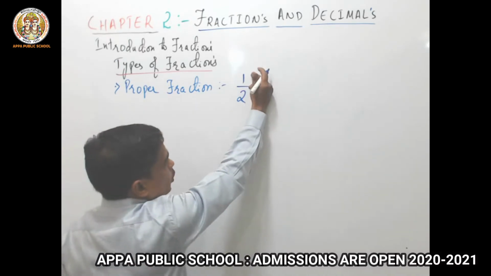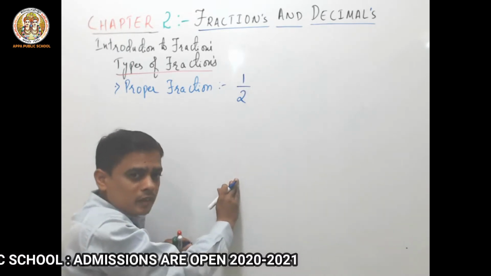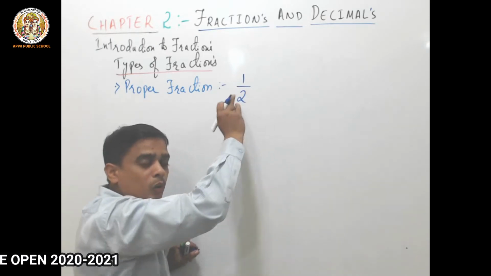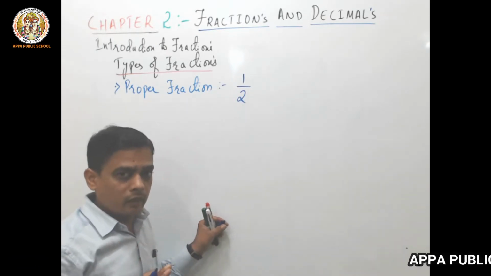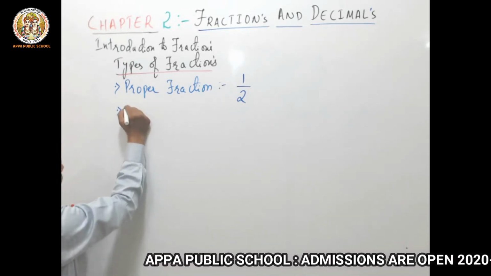Here, this is the numerator and this is the denominator. The numerator is 1 here and the denominator is 2. If you compare 1 and 2, which is greater? 2 is greater. So always in case of a proper fraction, the numerator will be less than the denominator. Okay, proper fraction.